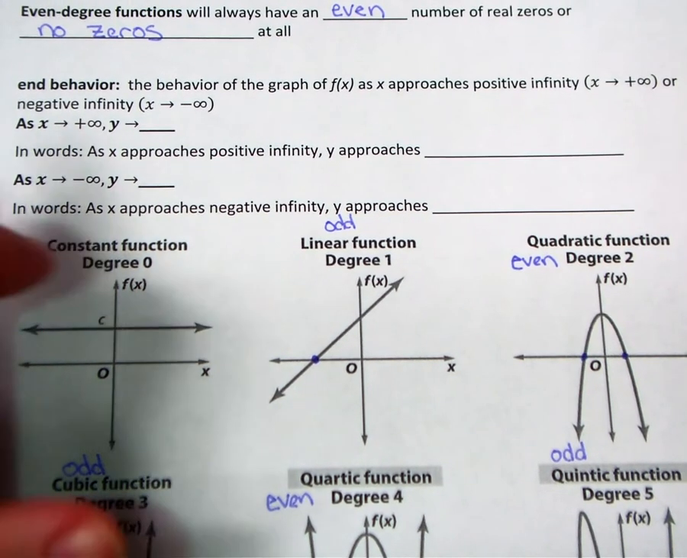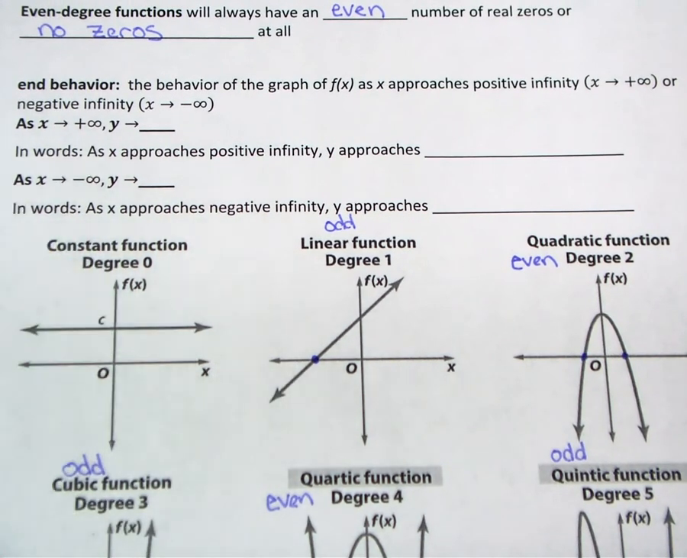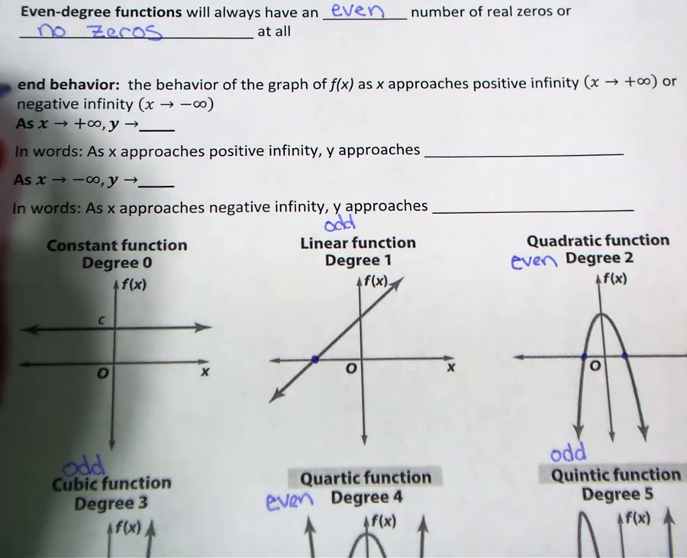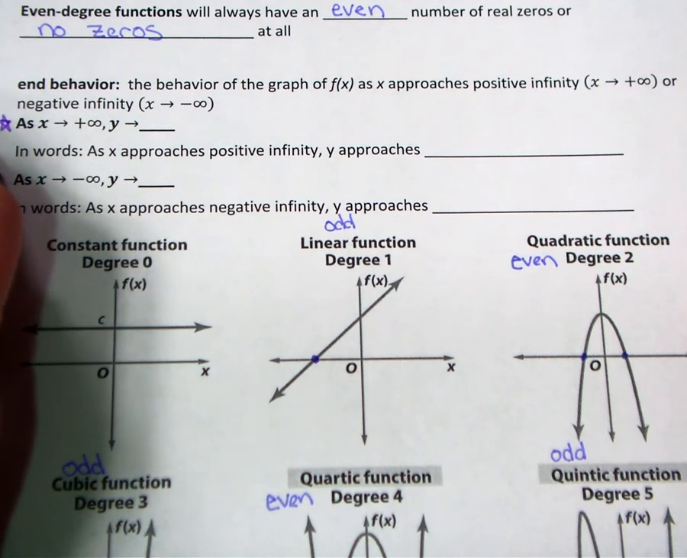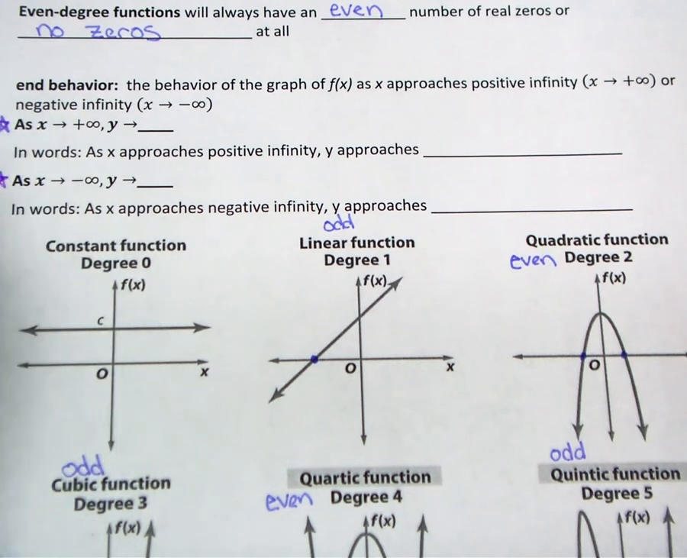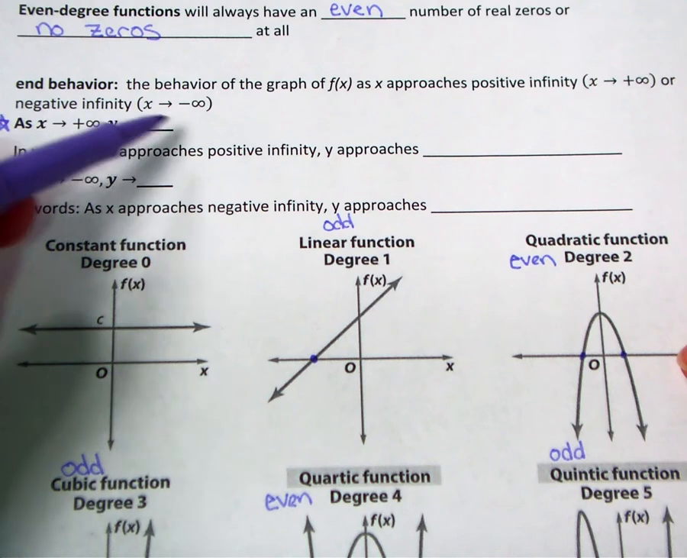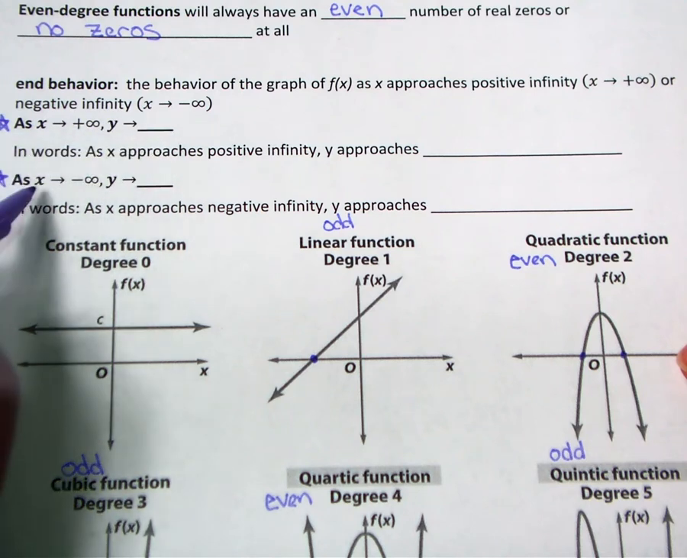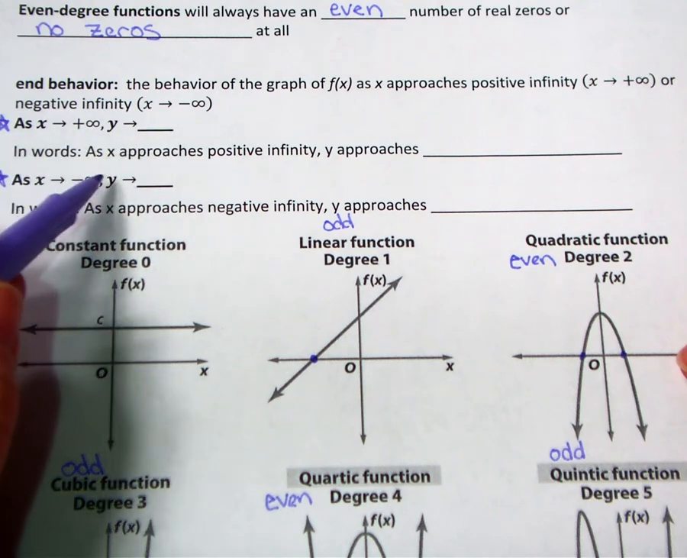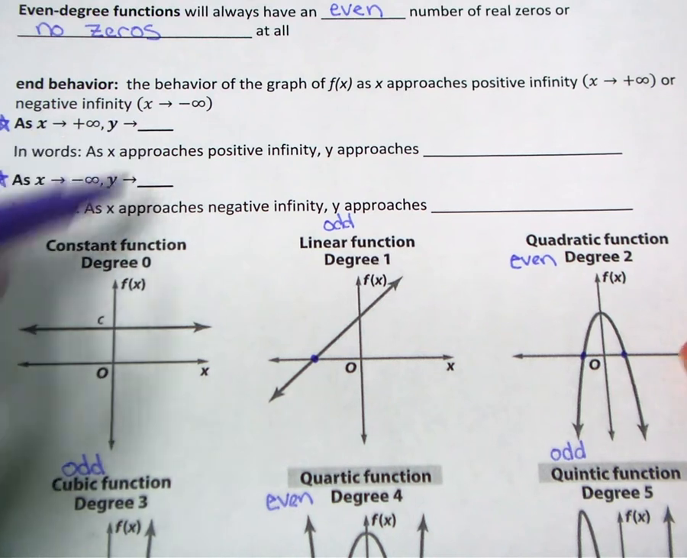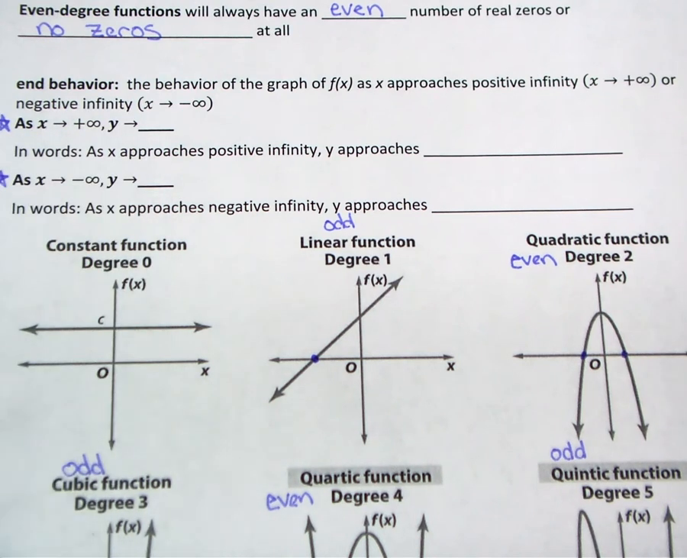End behavior describes what's happening at the ends of the graph. And there's a statement that I want you to remember that it's describing. And then this is the notation that you need to memorize for it. So the statement is, and that's what this notation means, as x approaches positive infinity, y approaches blank. As x approaches negative infinity, y approaches blank. And what goes in that blank will either be positive or negative infinity.